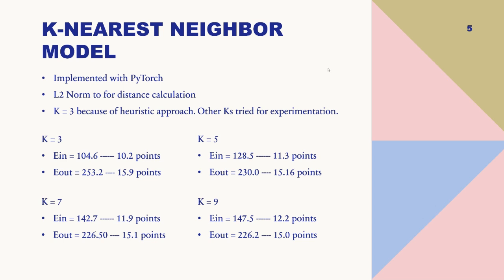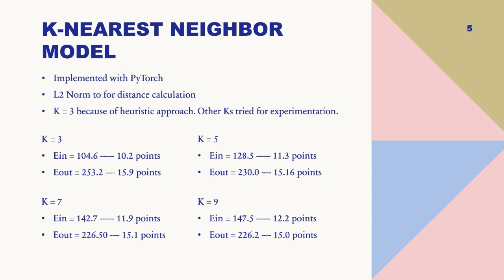The next model we tried was the symmetric model, the K nearest neighbor model. It was implemented with PyTorch, so this took a different approach than the homeworks in the class, but I feel like it was good practice to get some experience with some machine learning libraries. We used the L2 norm for the distance calculation, and we started off with K equals 3 because I learned in class that was one of the better heuristic approaches, and then I tried other Ks for experimentation, intuition, just wanted to see what I would get.